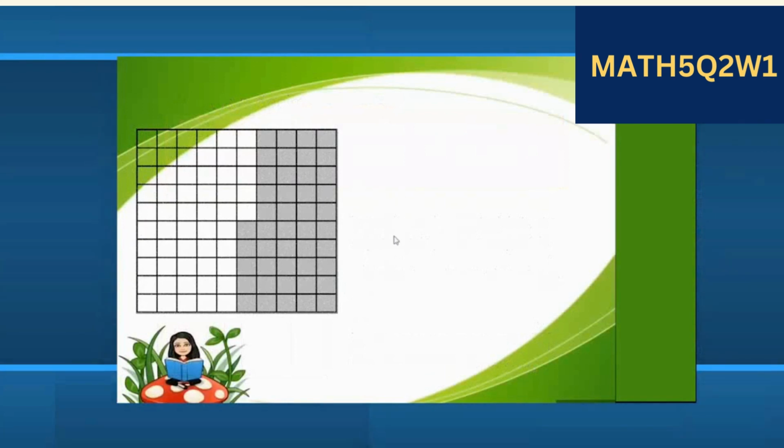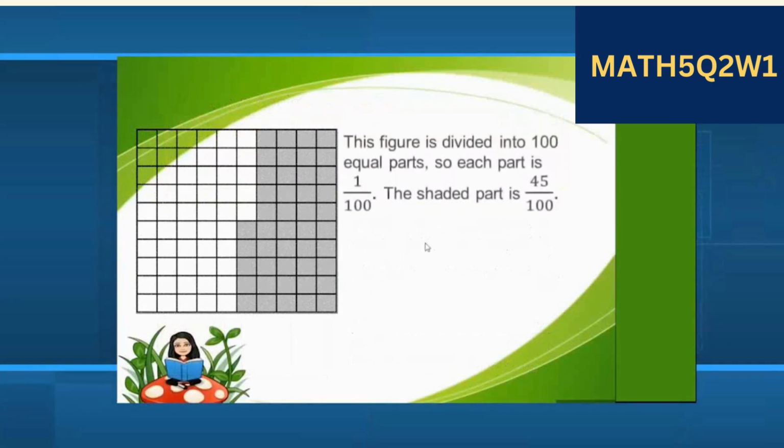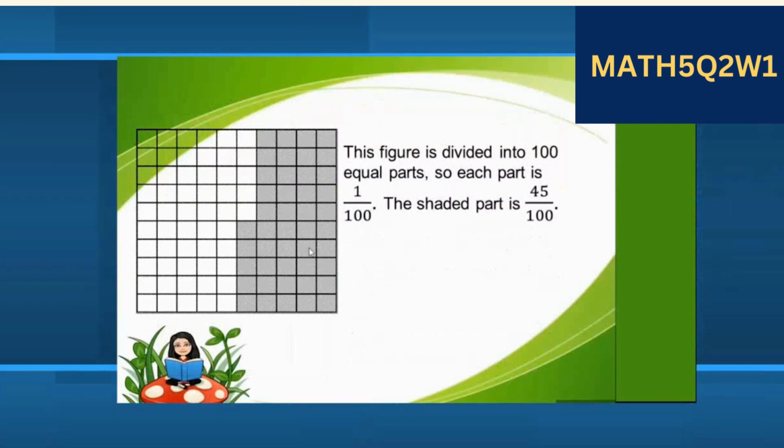Now, let's take a look at this another figure. This figure is divided into 100 equal parts. So, each part is 1/100. The shaded part is 45 hundredths. Now, 1/100 is equal to 0.01 in decimal, and 45 hundredths may be written as 0.45 in decimal.